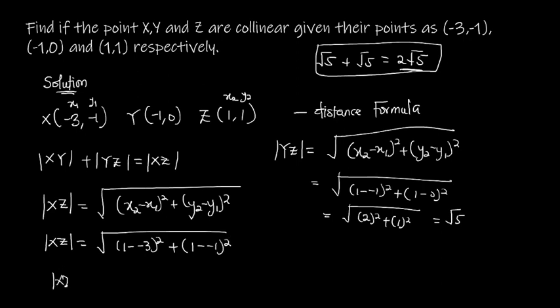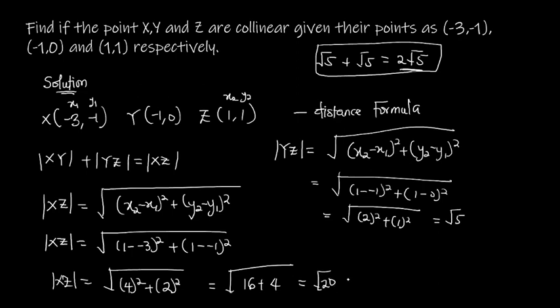So the distance xz is equal to the root of 1 minus -3, that will give me 4. So 4 squared plus 1 minus -1 will give me 2 squared. So I have over here 4 squared is 16 plus 2 squared is 4. And if I add this, this will give me root 20.